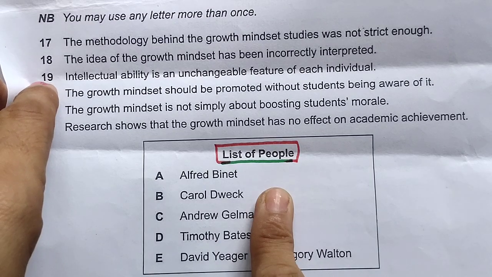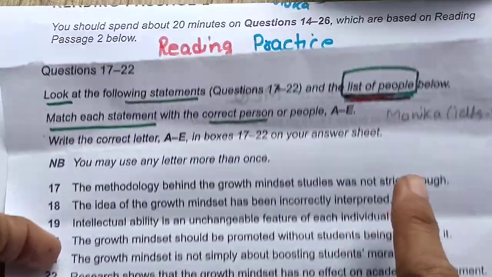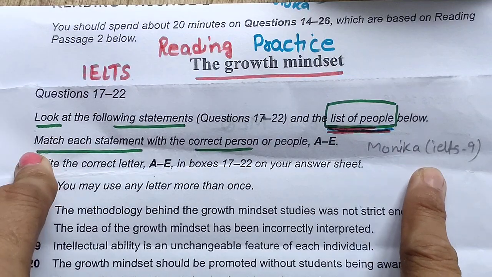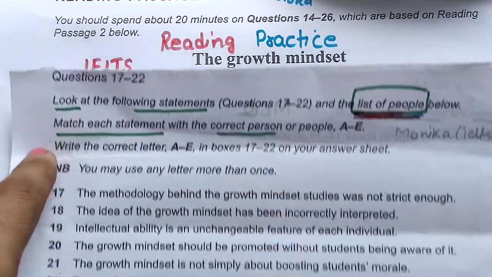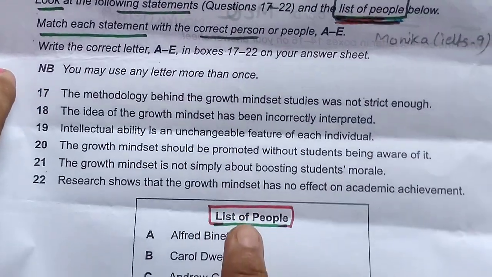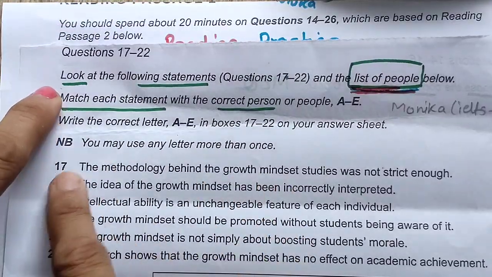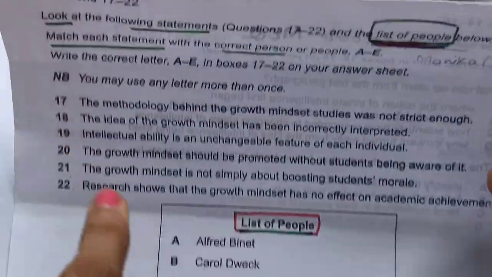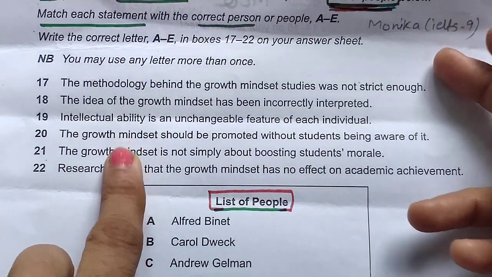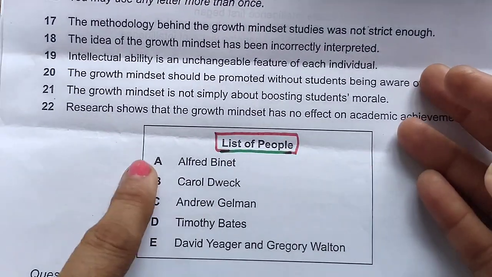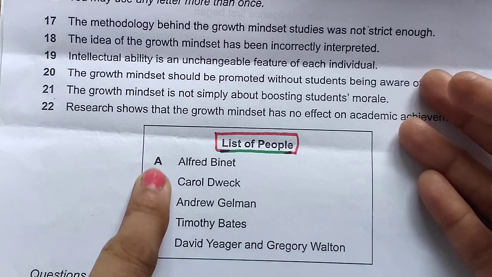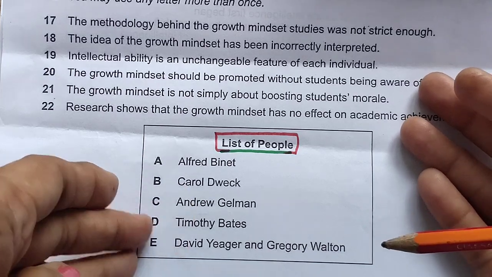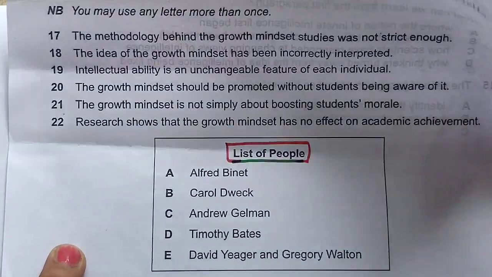Let's do one more practice for list of people. As you know, I am Monica from IELTS 9. So for the list of people activity, we have been given these statements. We have to match these statements, these options, with this list of people. Here you can see five people's names are given. These are scientists or researchers.